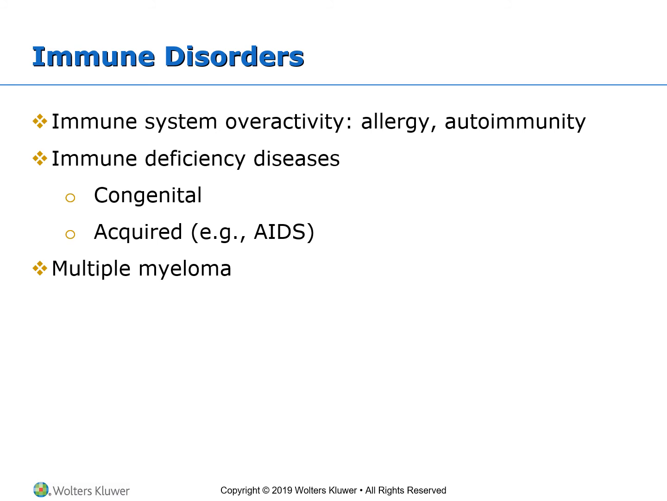Immune disorders can result either from an overactivity of the immune system or from its underactivity. Overactivity includes allergies and autoimmune conditions, while in the deficiency disorders we have the immunodeficiencies, which can be congenital or acquired, like in HIV infection. In addition to that, we'll also discuss another condition called multiple myeloma.